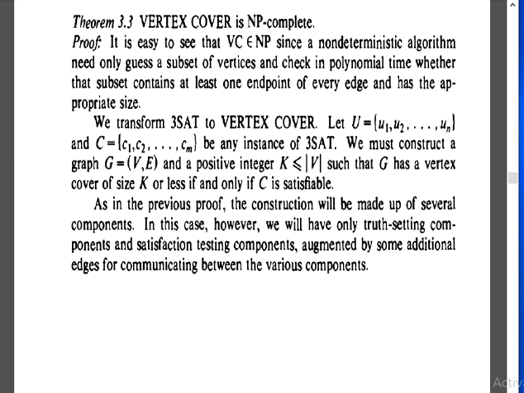As in the previous proof, the construction will be made up of several components. In this case, we will have truth-setting components and satisfaction-testing components, augmented by additional edges for communication between the various components. This is written in the book. I will go through an instance with 3-SAT in the next video, and you can also read the Garey and Johnson book, which has a very nice detailed explanation. In the next video I will discuss how we can make this construction. Thank you for watching this video.